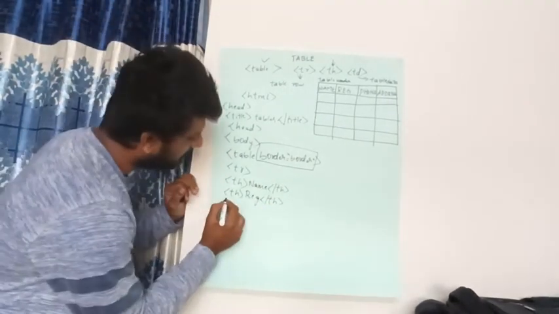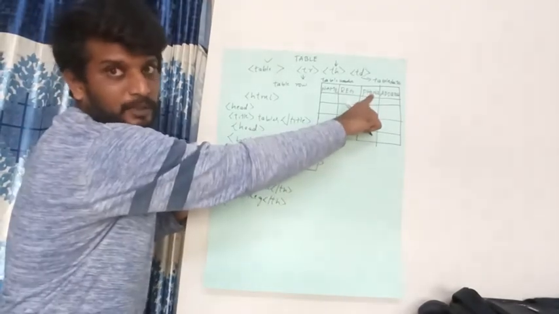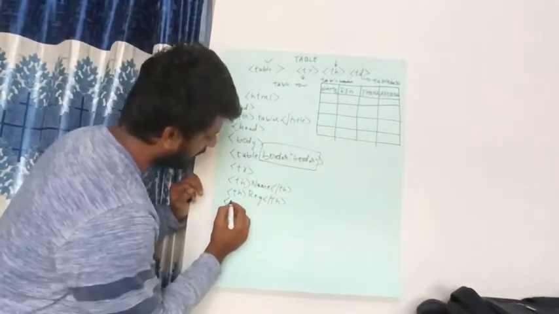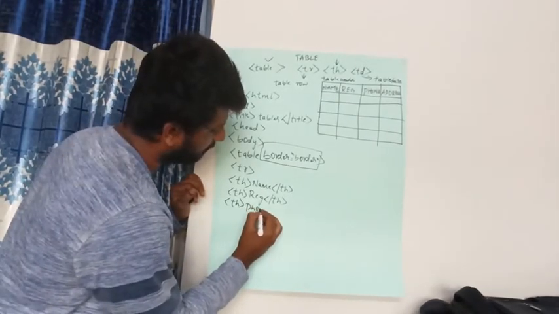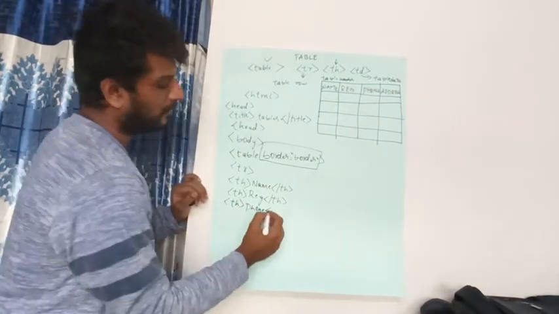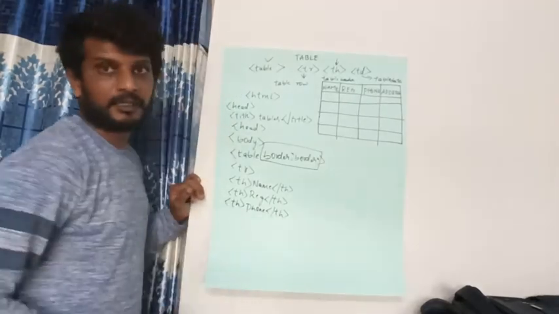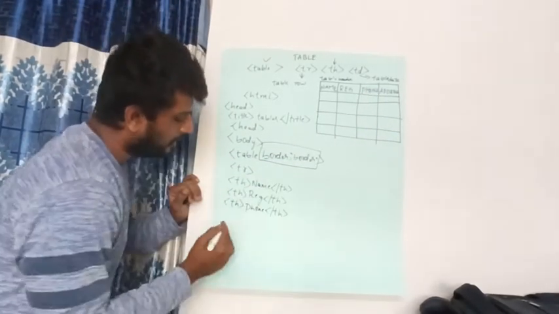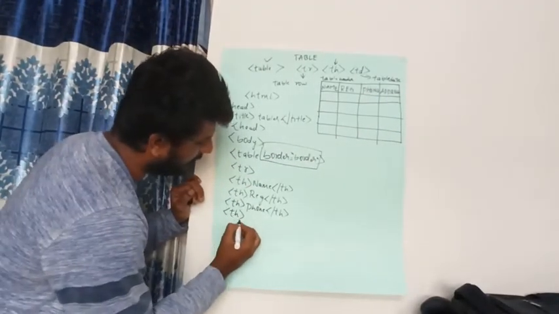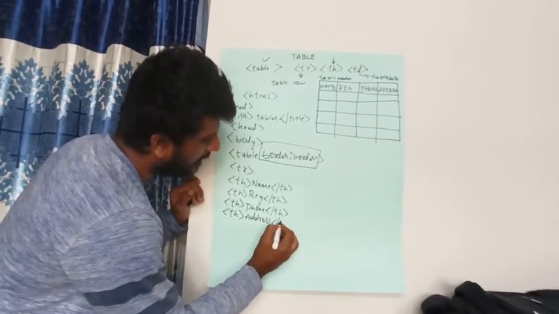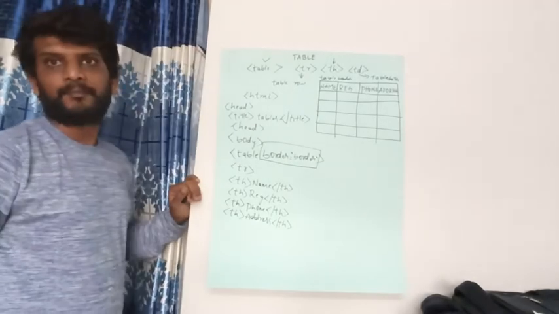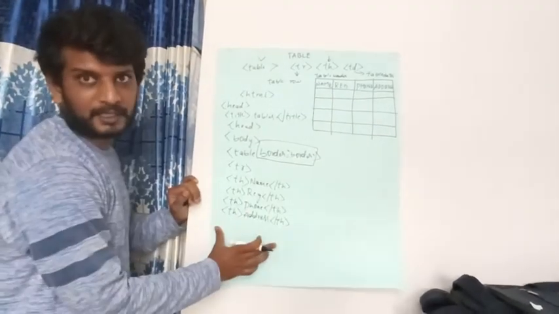The third thing is called phone number. It is also a heading, so I need to make use of TH. Again, TH phone, and then I'm closing the th tag. The last one is called address. So TH address, and then I'm closing the th. So the first row is being completed.